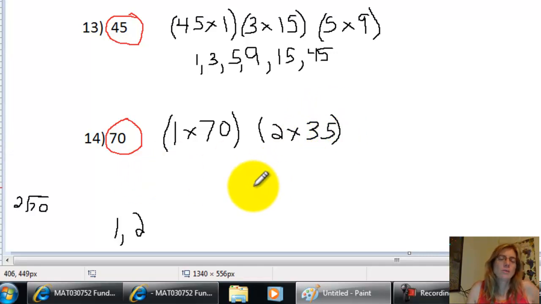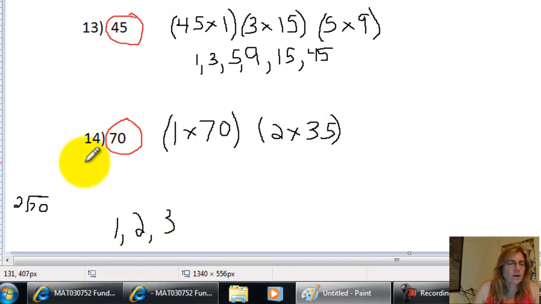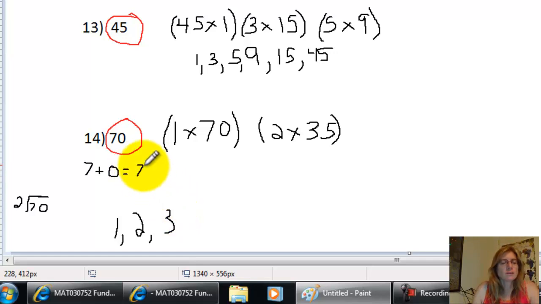Now, you would go to the next digit, 3. Does 3 go into 70? Well, the divisibility rules are that if you add the digits, 7 plus 0 equals 7, and decide by looking at this number, does 3 go into 7? No. So 3 does not go into 70. So that's not a factor of 70.